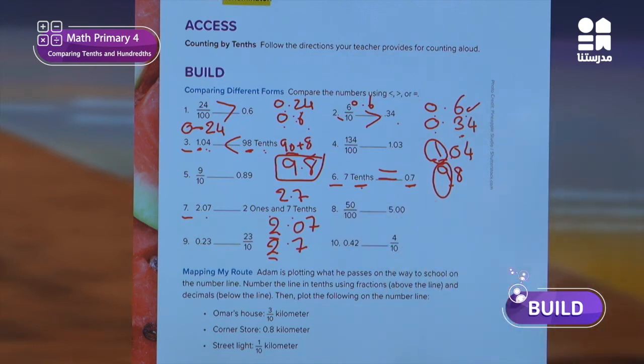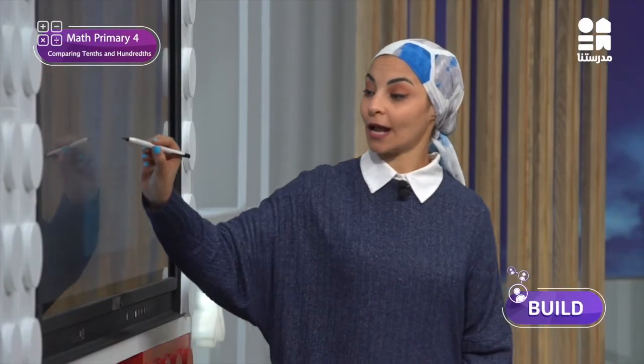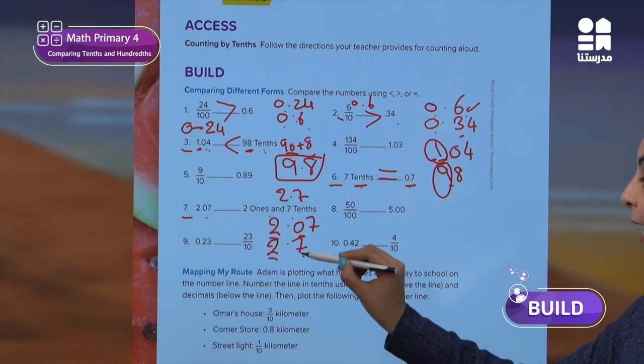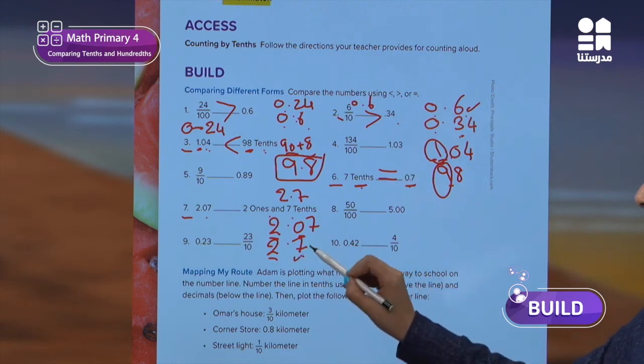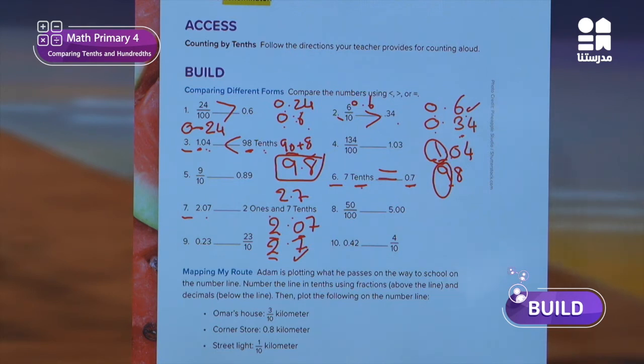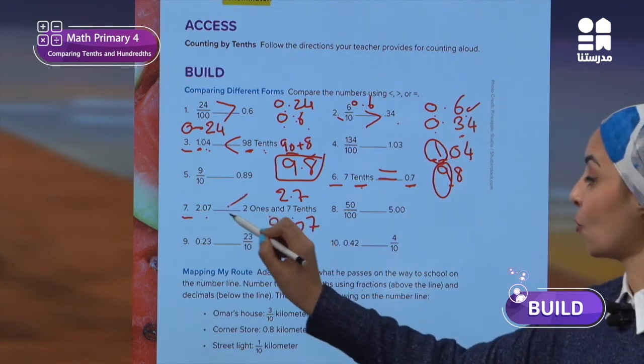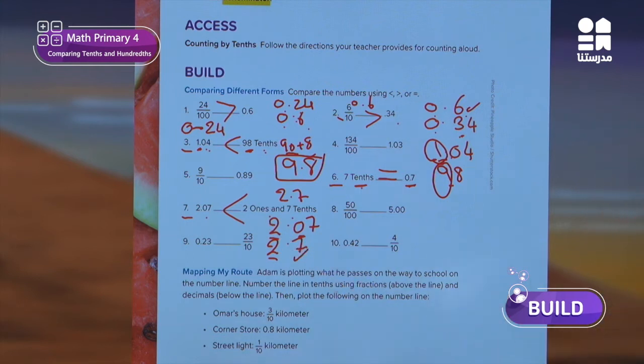So I will move to the next digit, which is tenths. Here I have 0/10 and here I have 7/10. So which is bigger? Of course, the number that has 7. The number that has 7/10 is greater than the number which has 0 in the tenths, right? So 2 ones and 7/10 is greater than 2 and 7/100ths.